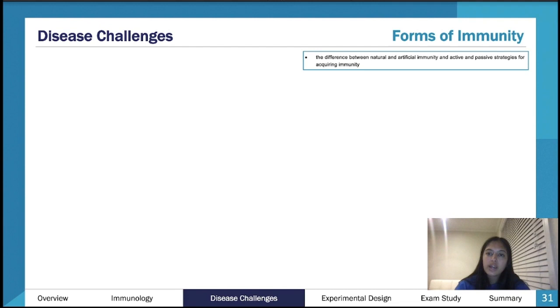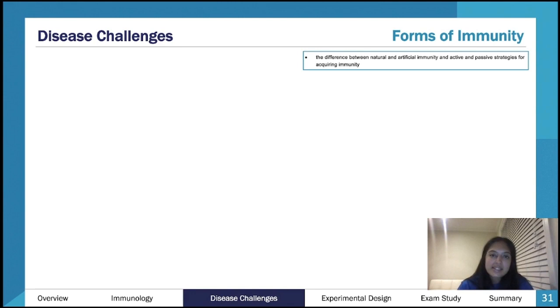Okay, so now looking at some disease challenges. So that is basically the process, it's not that simple, the basic process of your first line, your second line, and your third line. So that's how immunity works in general. Now we look at the types of immunity, looking at vaccination, and when immunity might be going wrong, all that sort of thing.